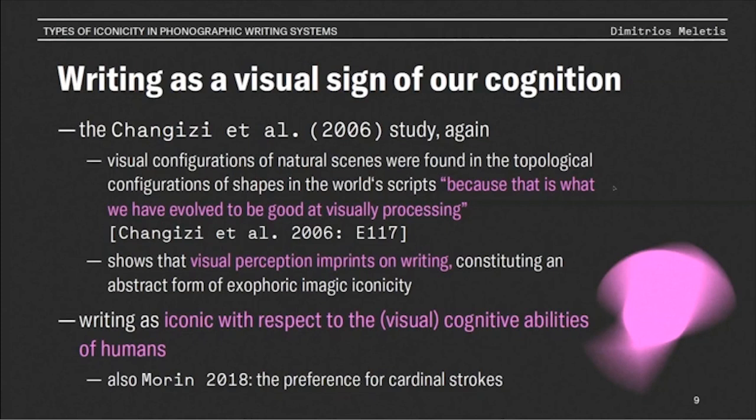And I want to mention this study, which has been cited thousands of times, which found that the visual configurations of natural scenes were found also in the topological configurations of shapes in the world scripts, because the authors claim that this is what we have evolved to be good at visually processing, which is unsurprising because we walk through life with our eyes. And yeah, of course, our brain also adapts to that. But it is, I think, a form of exophoric imagic iconicity, that our extralinguistic reality imprints on the shapes of writing.